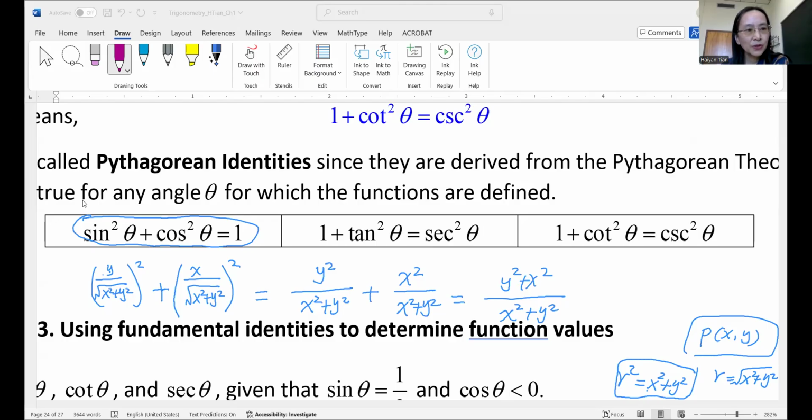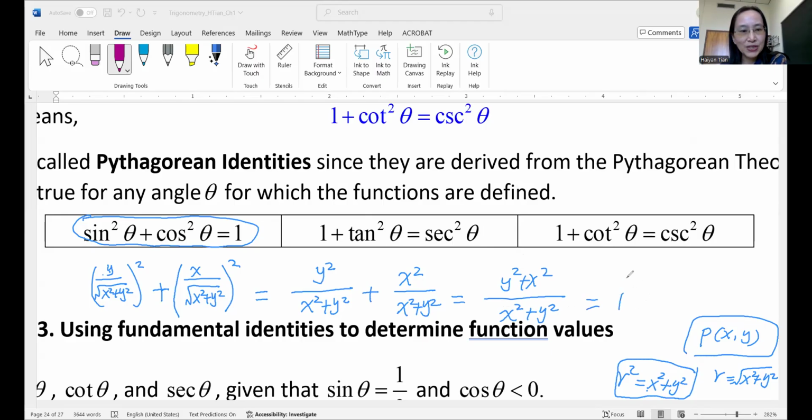But look at this numerator. It is the same as the denominator, right? Because the denominator is x squared plus y squared. The numerator is y squared plus x squared. The same quantity. So that means we get 1.